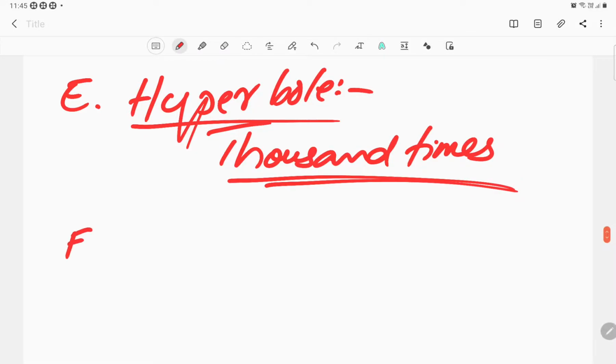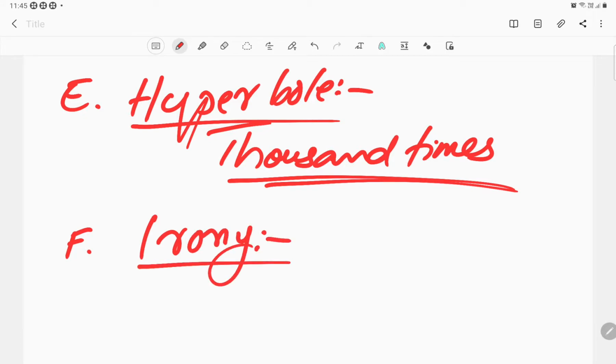Now we move on to F. It is irony. So irony occurs when there is a marked contrast between what is said and what is meant. Okay, so two opposing realities are brought together.